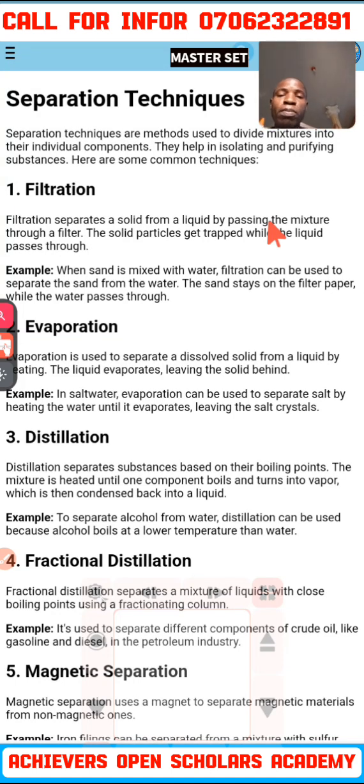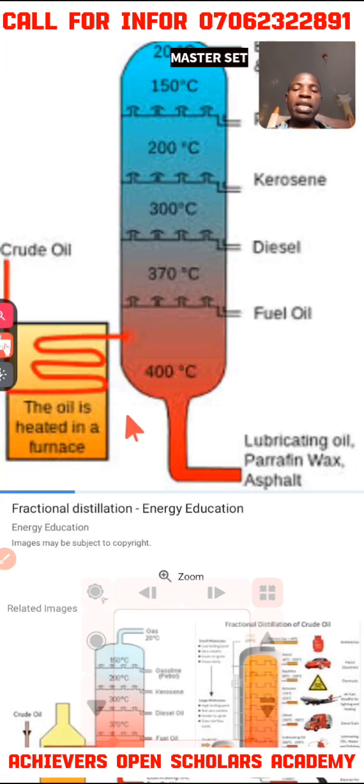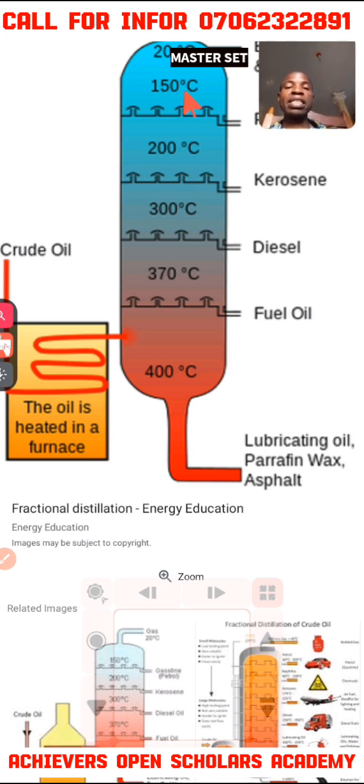Move to the next one. This is called fractional distillation. Fractional distillation separates a mixture of liquids with close boiling points using the fractional column. In our oil and gases, we can use fractional distillation. All these we can use fractional distillation for separating close boiling points.